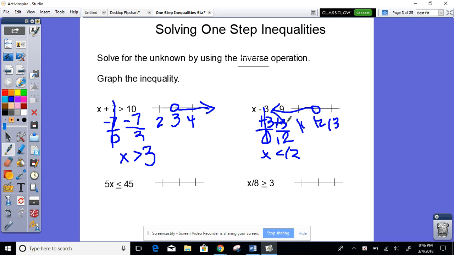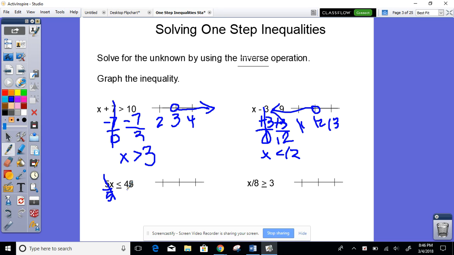Okay? Now, let's do the inverse operation for multiplication and division. And these are a little bit more tricky. Okay? What's the opposite of multiplication? It is division, right? So this is the same thing as 5 over 1 times x. The opposite of multiplication is division. 5 divided by 5 cancels out and gives us 1.